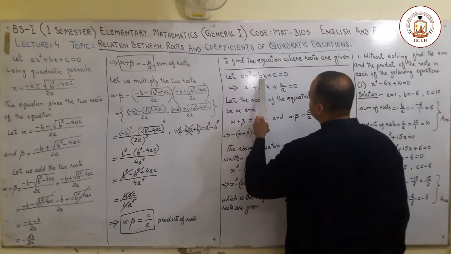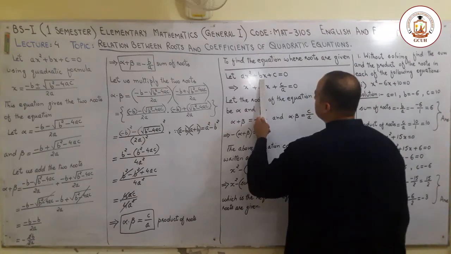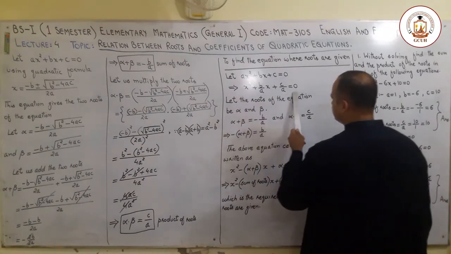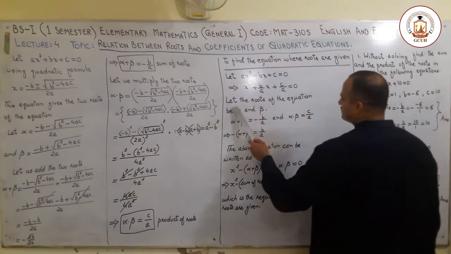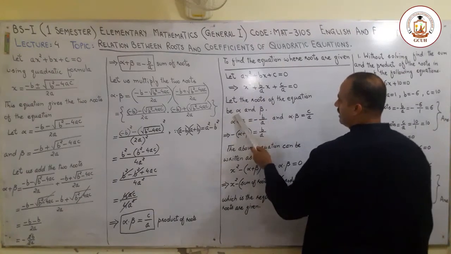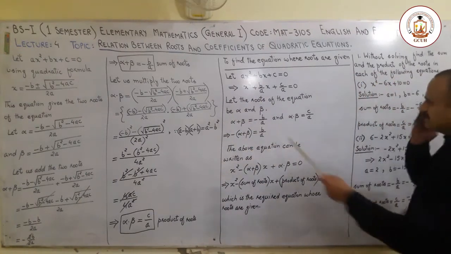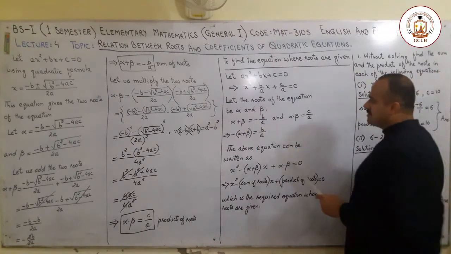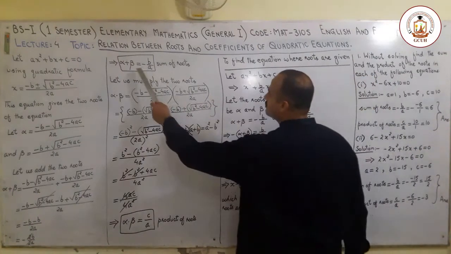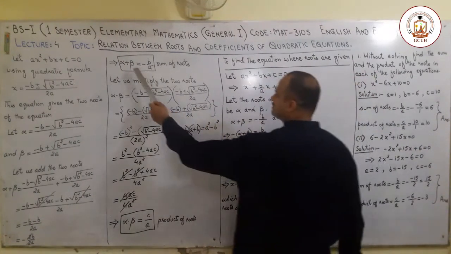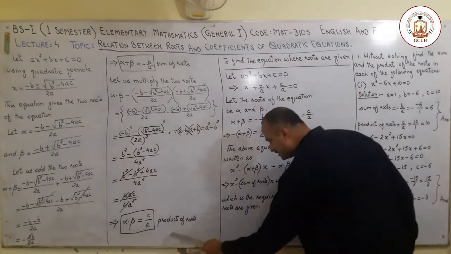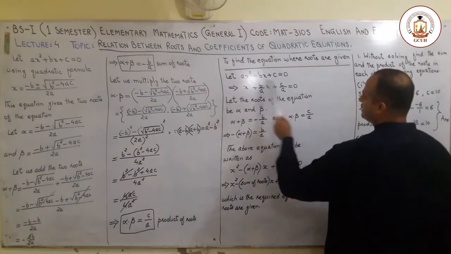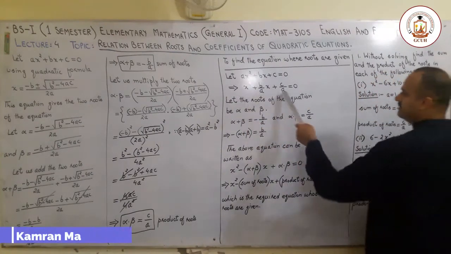So let us have the general form of the quadratic equation. Let us divide this equation by a all over, which gives this form. So let the roots of the equation be alpha and beta. We have supposed here alpha and beta to be the roots of this equation. So we know that the sum of the roots is equal to minus b upon a, which we have just derived here, and the product of the roots is equal to c upon a, and these two roots were supposed to be the roots of the equation here.